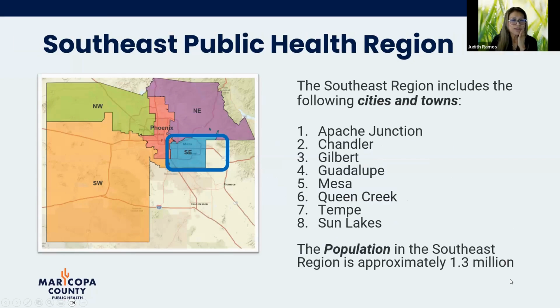I promised I'd let you know what the Southeast region is for public health. I interact with the cities of Apache Junction, Chandler, Gilbert, Guadalupe, Mesa, Queen Creek, Tempe, and briefly with Sun Lakes. The population in this area is pretty dense. I calculated about 1.3 million currently, give or take. Phoenix alone is a little bit greater than that, but we still have a huge population here in the Southeast region.